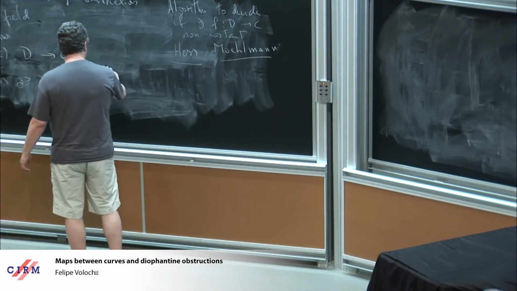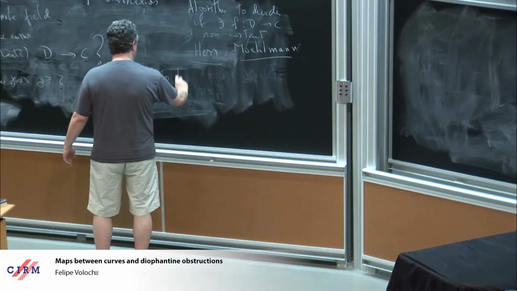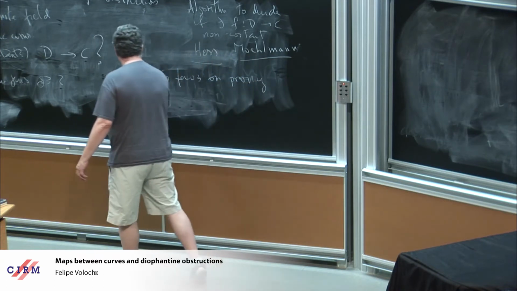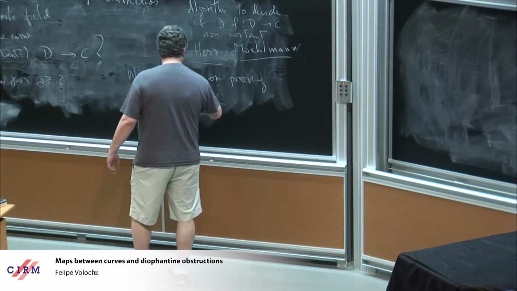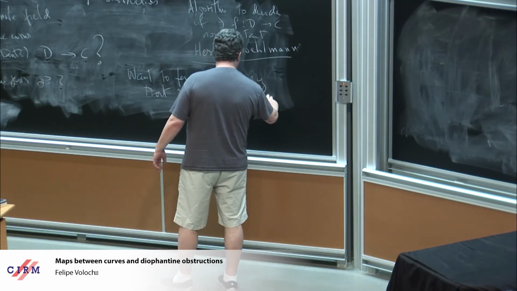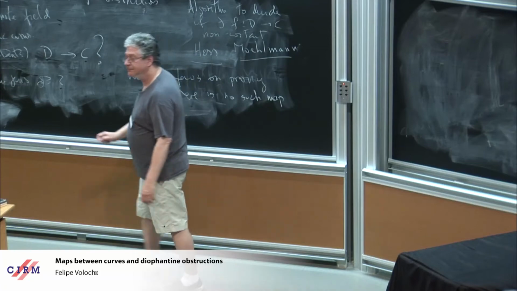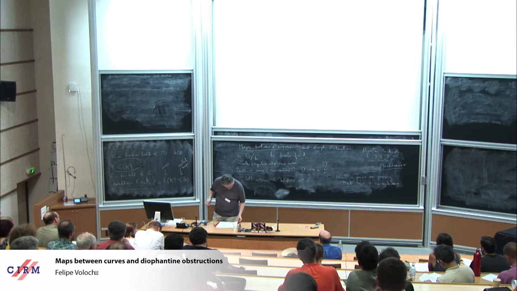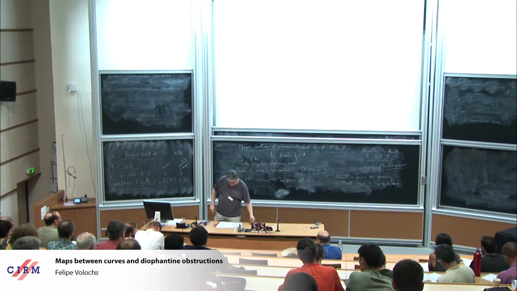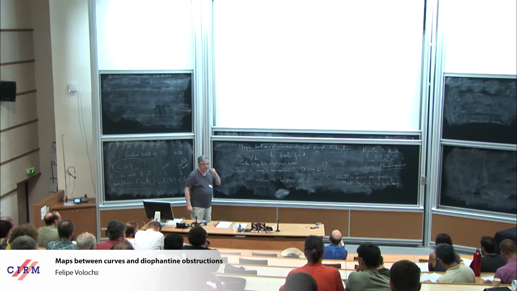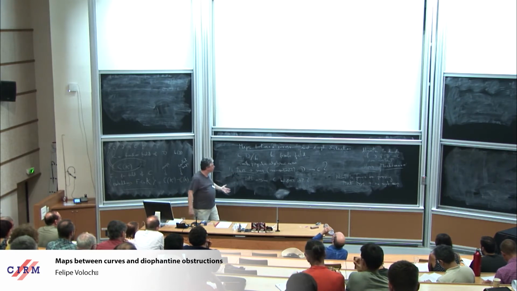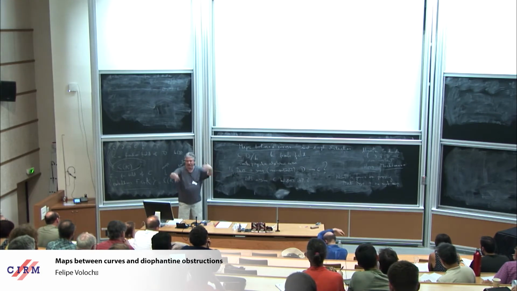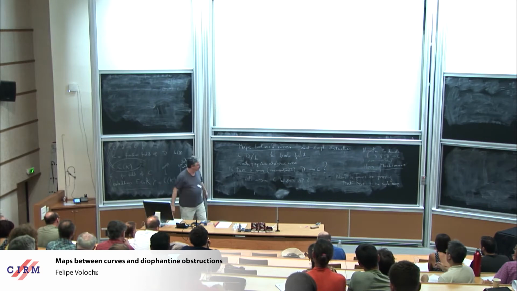So I want to focus on proving that there is no such map. Okay, so that's my goal: to present you some ideas. Given two curves C and D, is there some kind of way, without actually trying to find all the maps, to rule out the possibility that there's a map between C and D?